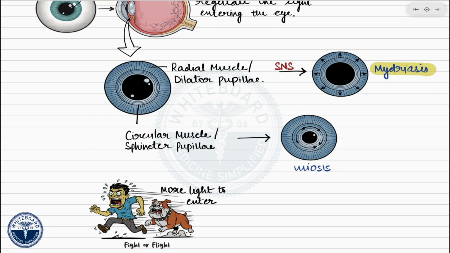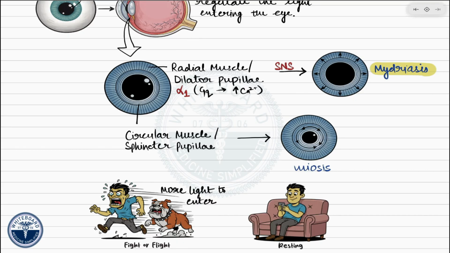Since mydriasis occurs through contraction of the radial muscle, this radial muscle must be under sympathetic control. More specifically, this effect is mediated by alpha-1 receptors. As we have already discussed in a previous lecture, alpha-1 receptors are Gq-coupled receptors that increase intracellular calcium, leading to smooth muscle contraction. Consequently, stimulation of alpha-1 receptors causes contraction of the radial muscle, resulting in pupillary dilation or mydriasis.